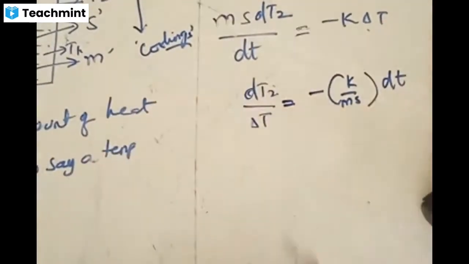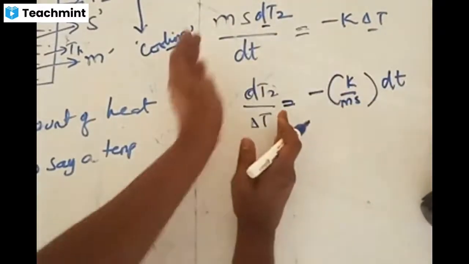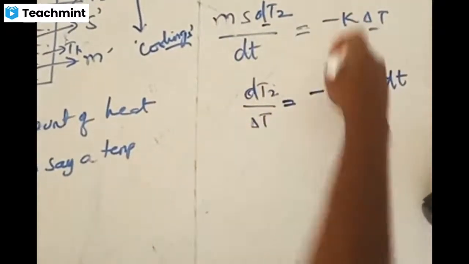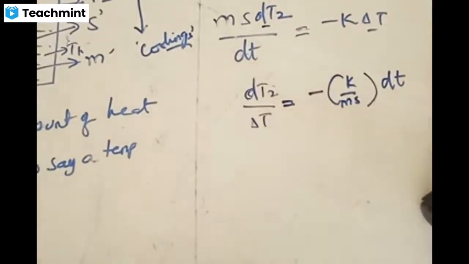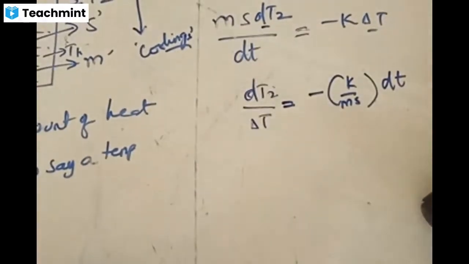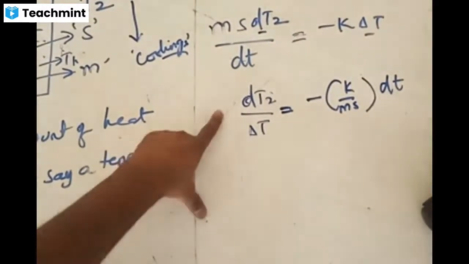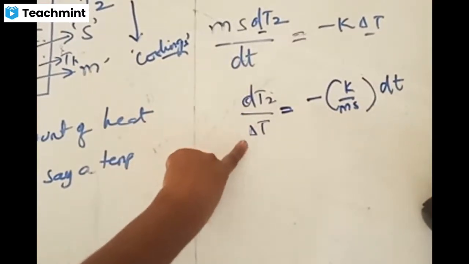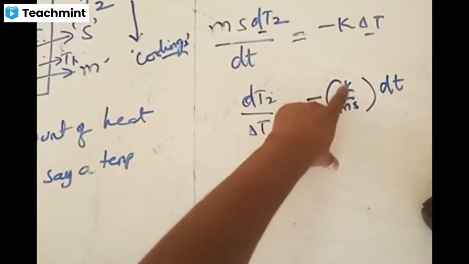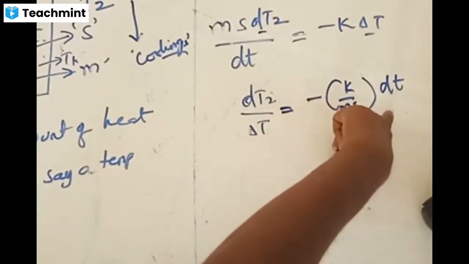dT2 by delta t. I'm writing this equation and this equation together. Temperature terms at one place, remaining all the terms at one place, minus k by ms, and delta t is taken to the numerator. Now check out this one. This is in the form of small change of temperature by finite change of temperature is equal to minus k, m, s constants into dt.